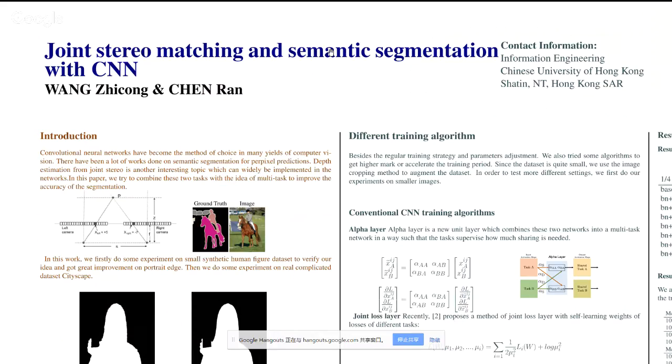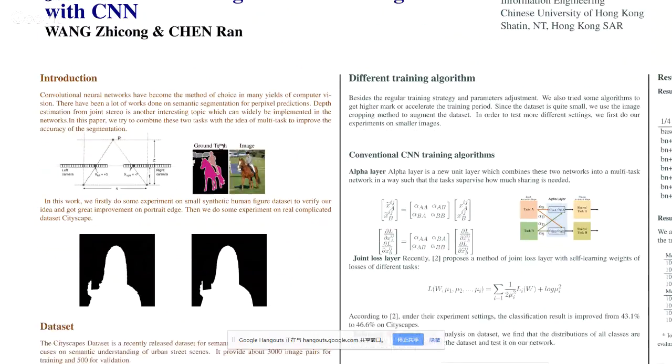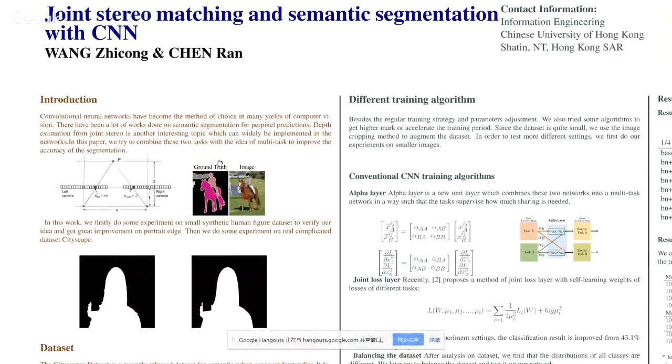Joint stereo matching and semantic segmentation with CNN. First is the introduction. Stereo matching and semantic segmentation are two popular topics nowadays, and here we briefly show you the basic idea of these two things.